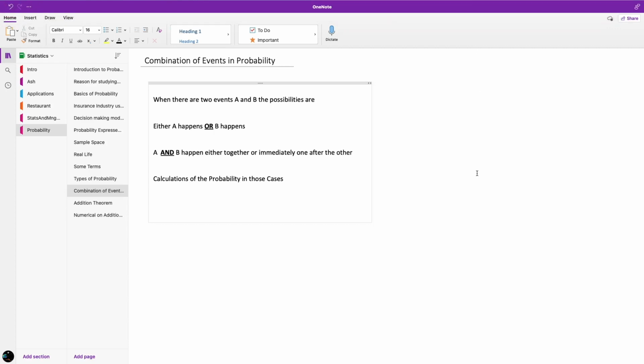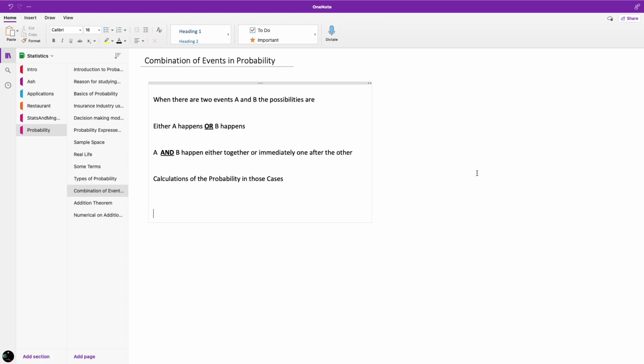Hi, today we are going to look at combination of events in probability. When there are two events A and B, the possibilities are either A happens or B happens, or events A and B happen together or immediately one after the other. These are the only two possibilities. We need to know how to do the calculations in both cases. In the case of OR, the addition theorem of probability comes into picture.